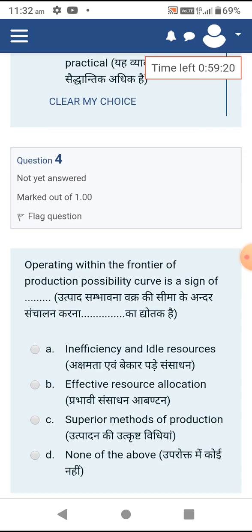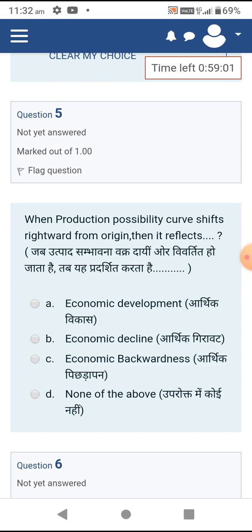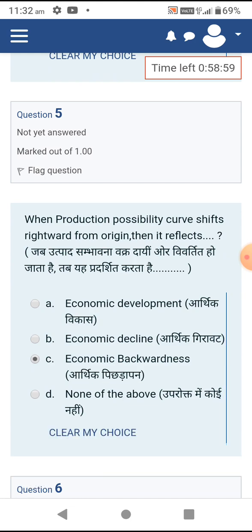Operating within the frontier of production possibility curve is a sign of inefficiency and idle resources, effective resource allocation, superior methods of production, none of the above. When production possibility curve shifts rightward from origin, then it reflects economic development, economic decline, economic backwardness, none of the above.